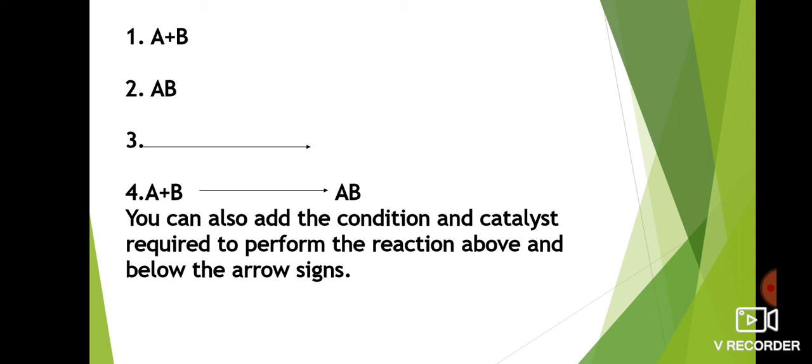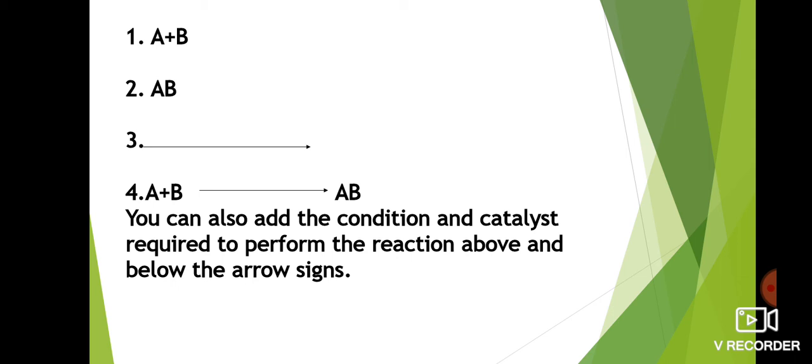Next point is in between reactants and product lies the arrow sign. Okay, see third point, there is an arrow sign. Next, the fourth point is the arrow head points towards the direction of reaction. Okay, A plus B combines, means it reacts to give a new product. Understand? You can also add the conditions and catalyst required to perform the reaction above and below the arrow sign.